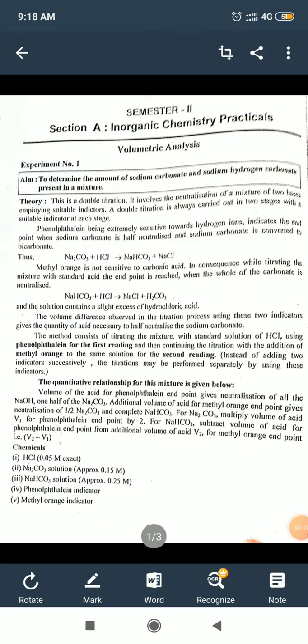Hello friends, today I will discuss the semester 2 chemistry practical in the inorganic chemistry section. First practical is volumetric analysis.